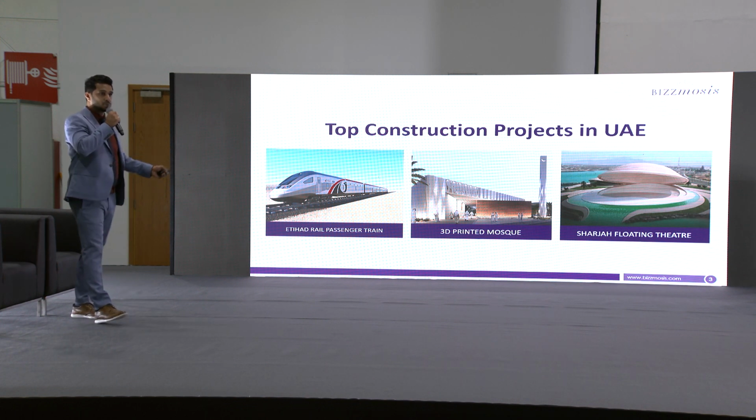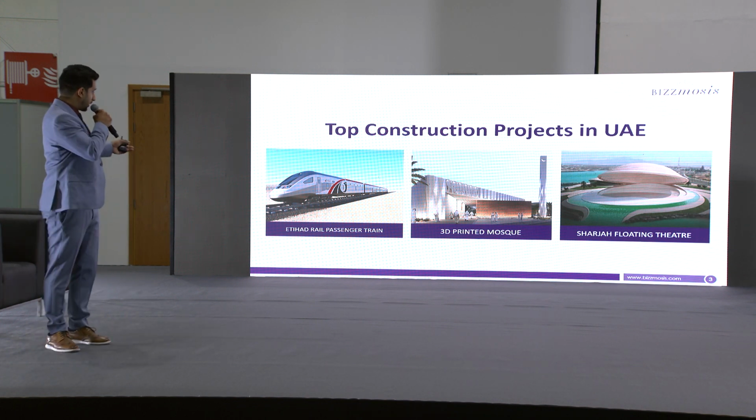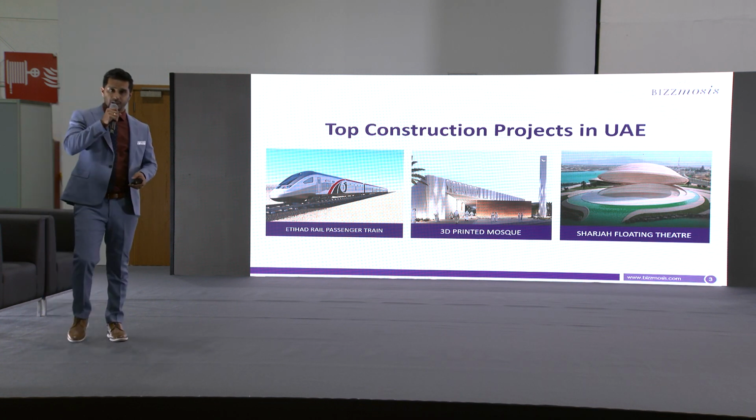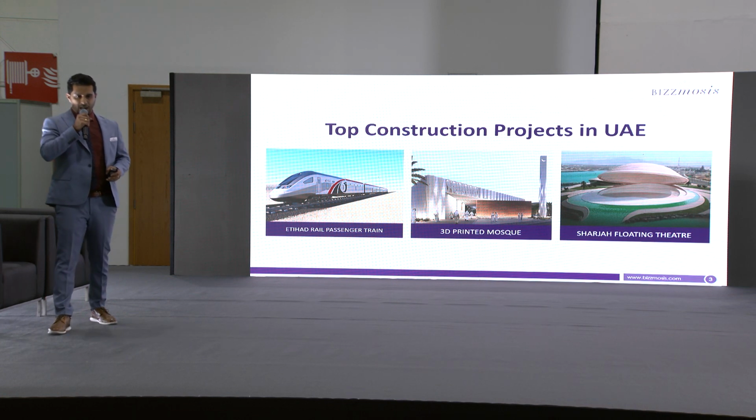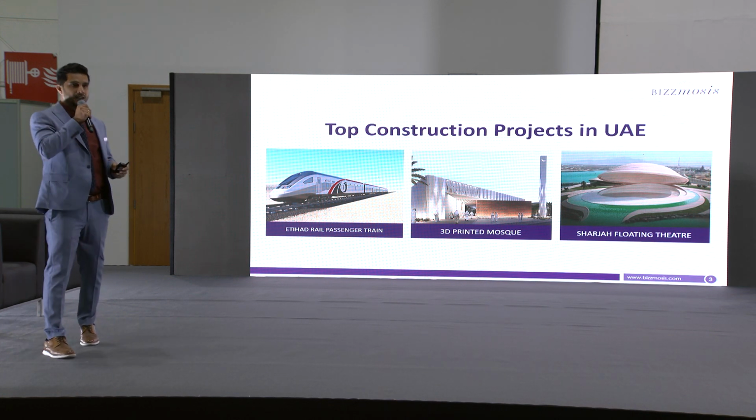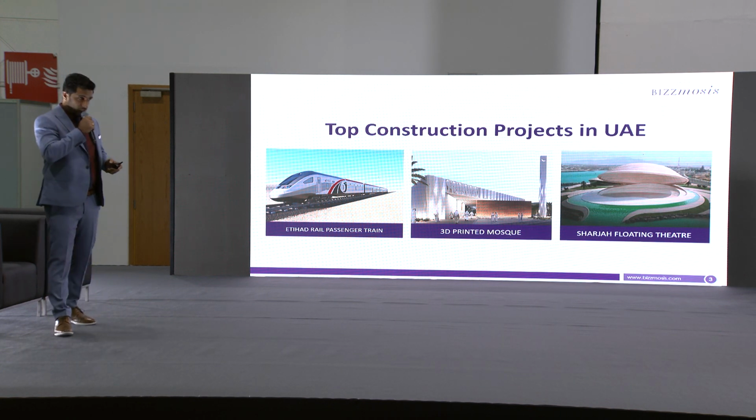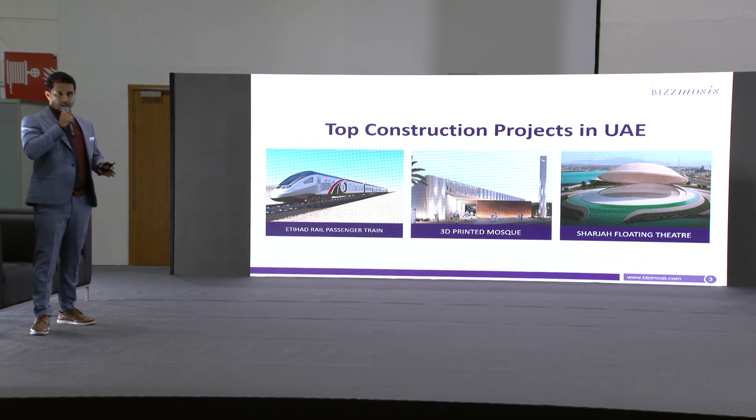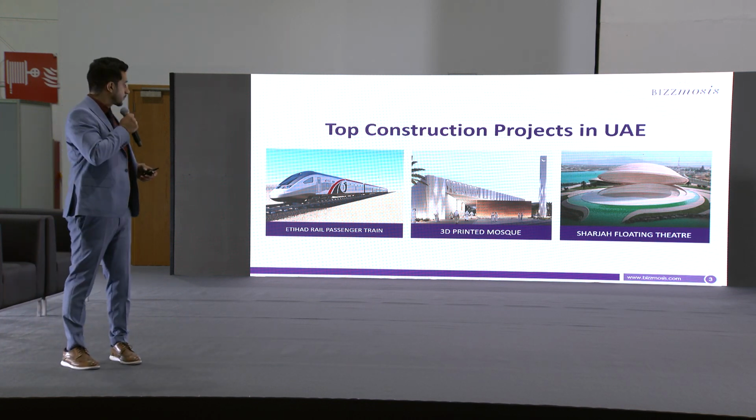Here are some top construction projects. Most of you might be aware of them. The first one, Etihad Rail, is expected to be fully equipped in 2030, and in the initial stage it will carry heavy goods and equipment, and in 2023 it is expected to carry passengers.